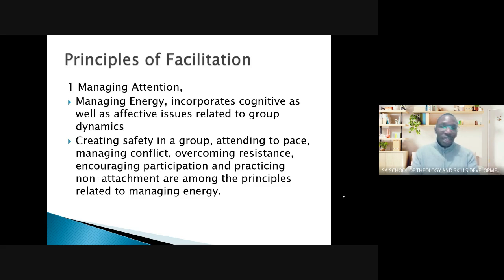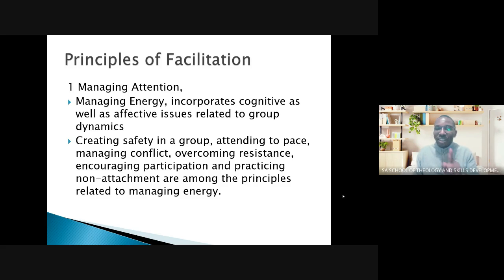Number two, managing energy. This one is very key, guys. Remember, you are sitting with so many students coming from different backgrounds. Everybody has got their own ideologies and understanding. They are not the same people. They don't have the same mindset. So how you manage individuals in a group, what we call group dynamics, is key.